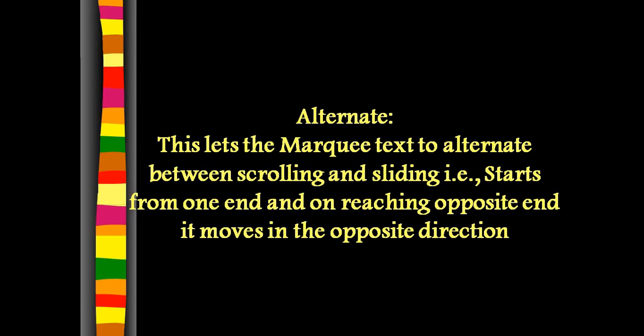The next and last value of behavior is alternate. This alternate is used for scrolling and sliding. That is, it starts from one end and on reaching the opposite end, it moves in the opposite direction. Like starting from left to right, then when it reaches the right side end, then right to left. It will work in that way.